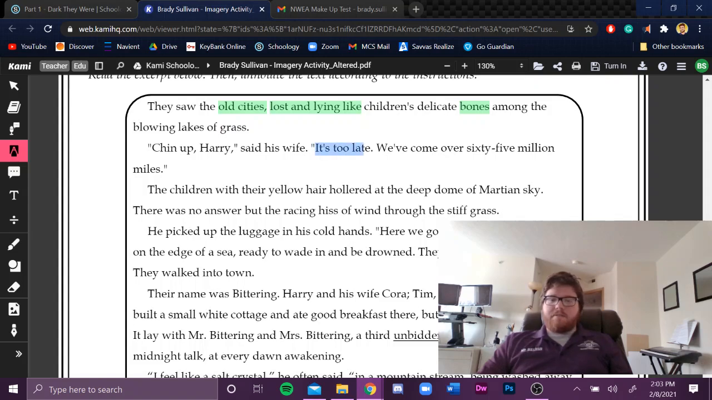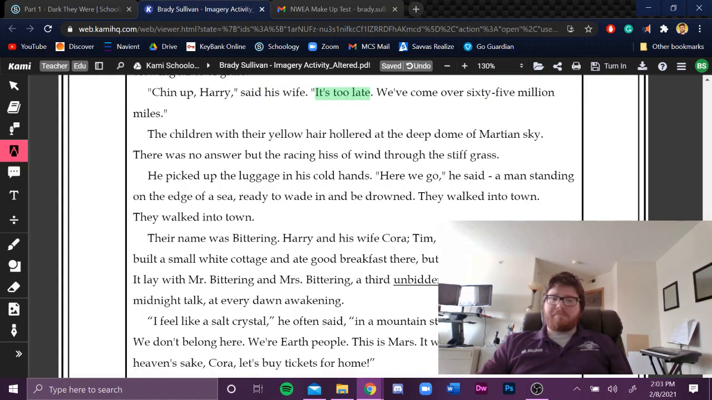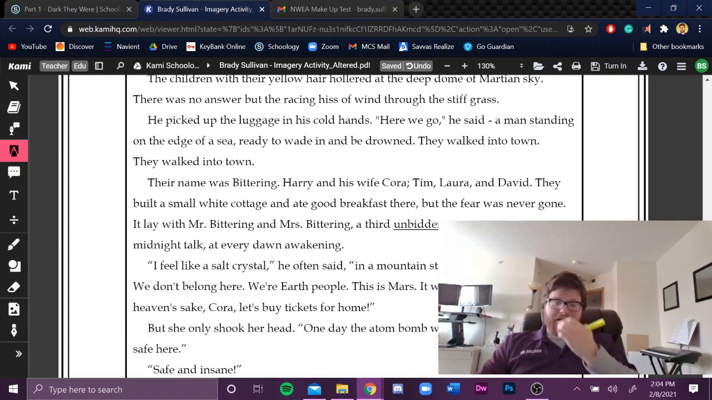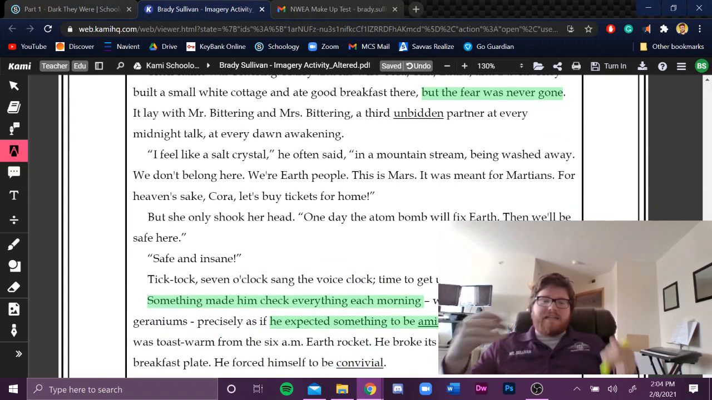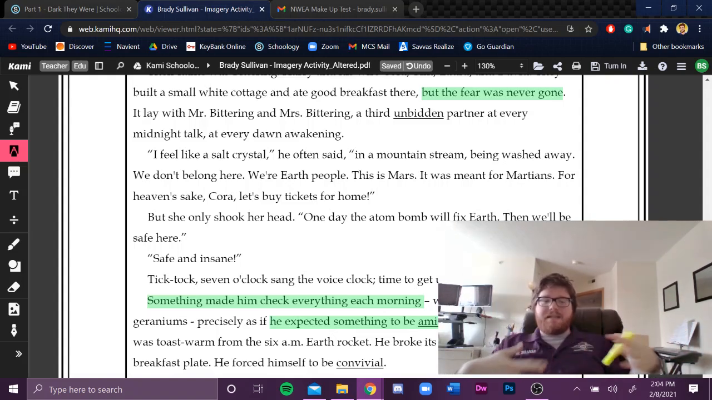And then his wife tells him, it's too late. It's too late to go home. That's part of what makes it so creepy. So they go back to their new house, and in their new house here on Mars, it says the fear never left them. The fear was always there, a third unwelcome partner, as he and his wife sat around talking at night, unwelcome in the morning. And he tells his wife he feels like he's being washed away, like something just isn't right.